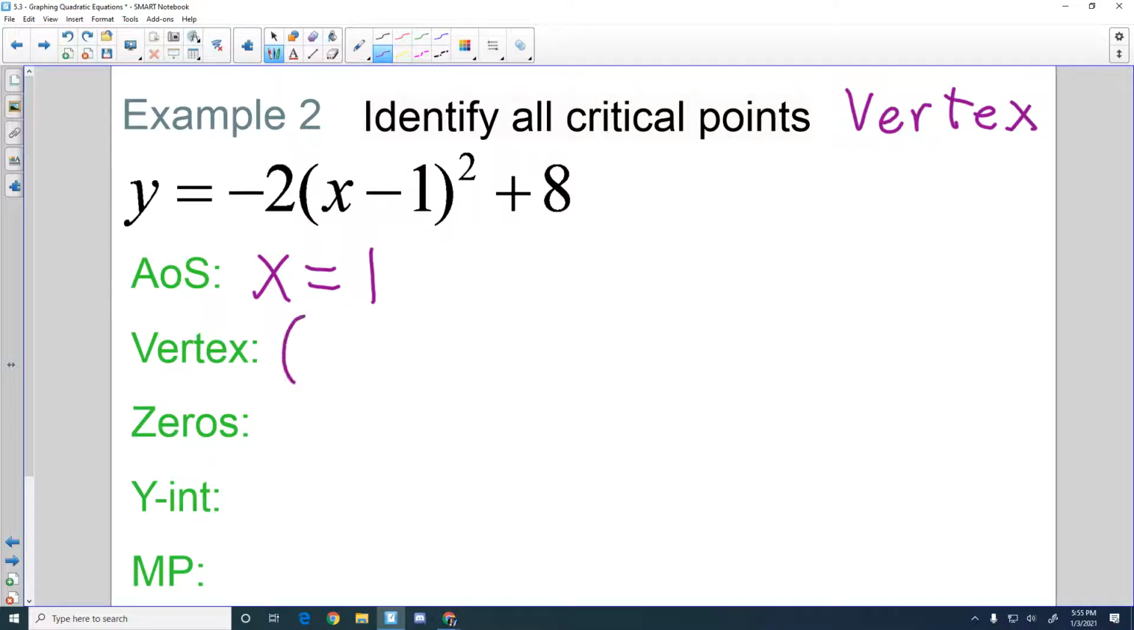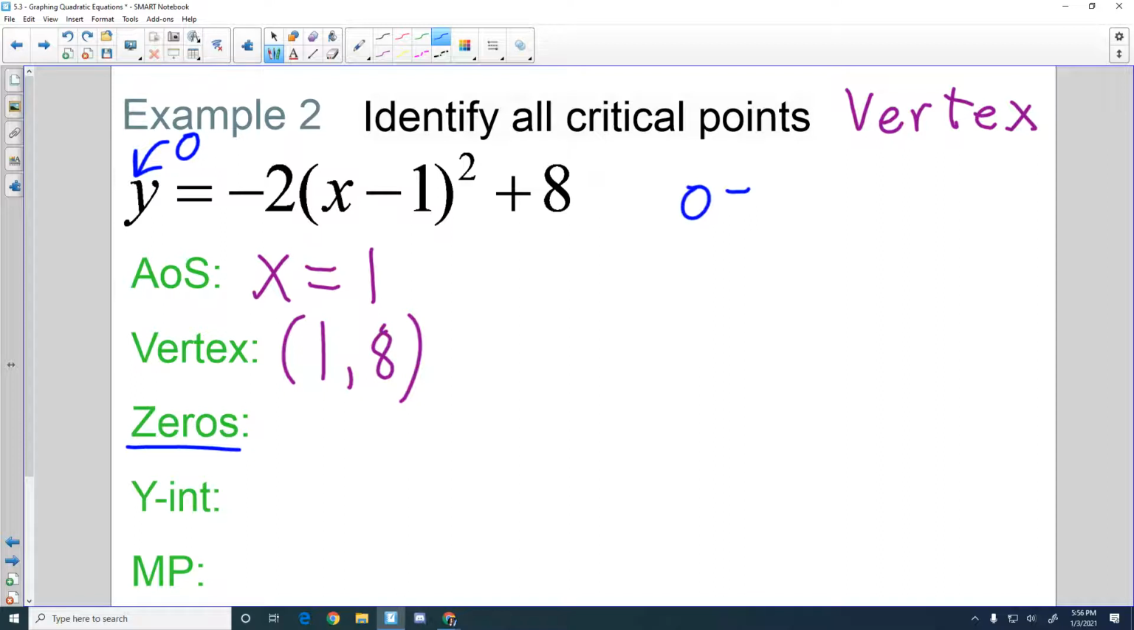The vertex, h and k, that's 1, 8. Again, that's just pulled right from the equation. There's no new techniques here. You're just simply rewriting the number down. You all can do this. Okay, the next thing is the zeros, or the x-intercepts. This is going to take a little bit of calculation. So to find the x-intercepts, we set the y equal to 0. So I'm going to simply replace the y with the number 0.